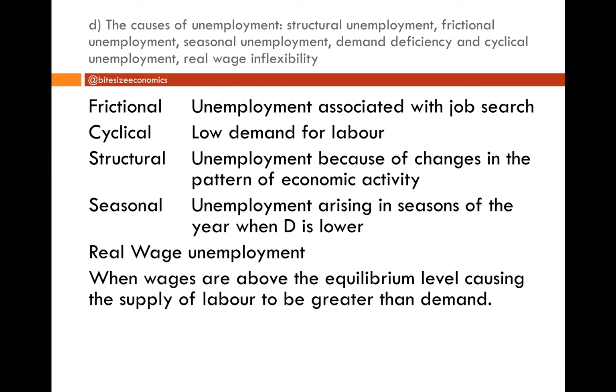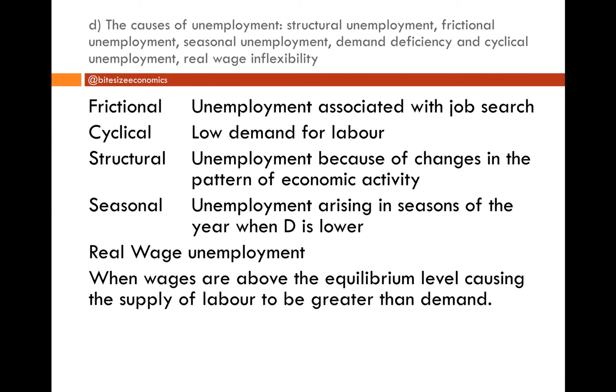So cyclical unemployment, this is when there's a low demand for labour. So if there's low aggregate demand, then there aren't going to be the jobs because you don't need to supply as many goods, so you don't need as many workers. And it's called demand deficient unemployment. So this is when demand falls, so firms sell less, and you need to reduce production, so then less labour is required.